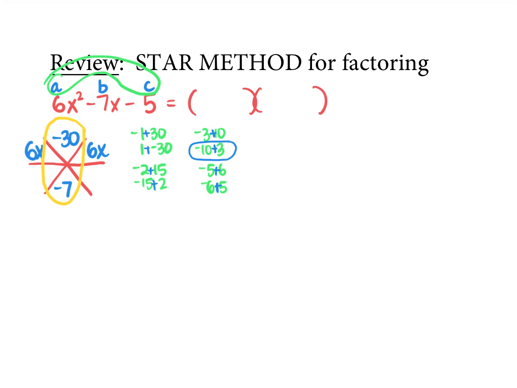So going back to our star method, let me clean this up a little bit, get rid of my big yellow bubble I made there. Okay, that's where we're going to use the -7 and the 3. So -10 goes here, and 3 goes there. We're really close to having our answer now.